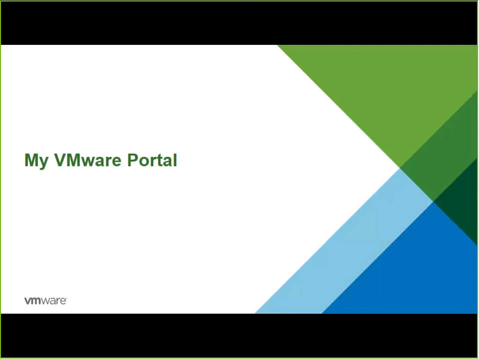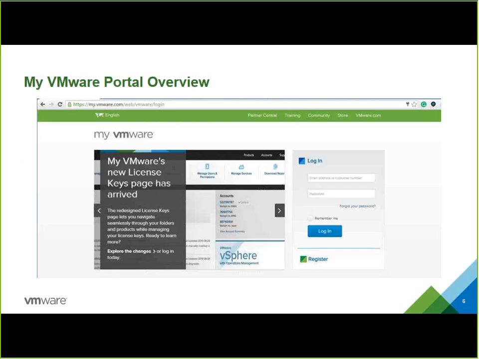So now, let's go ahead and move on to the My VMware portal. All right. So the My VMware portal, this is where you're going to go to access your TAP NFR license keys, file support requests, and download the VMware software bits. So to log on, you're going to want to go to my.vmware.com and enter your credentials or register for an account.